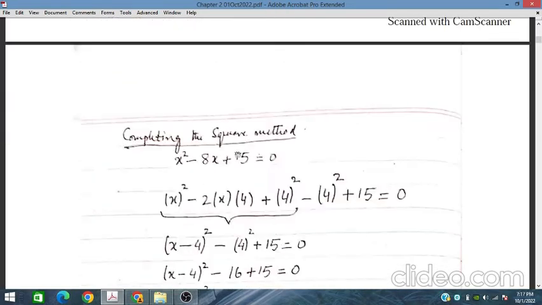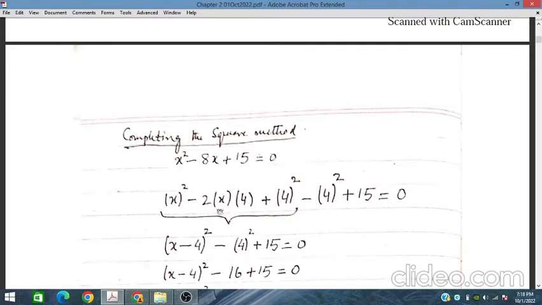By completing the square, we take these two terms to make a complete square. This is a square minus 2ab. So this b square is here, and this b square is added, so b square must be subtracted, and the last term is there.